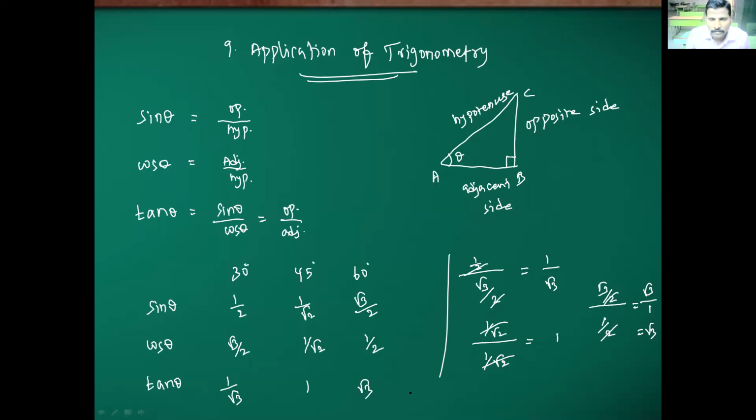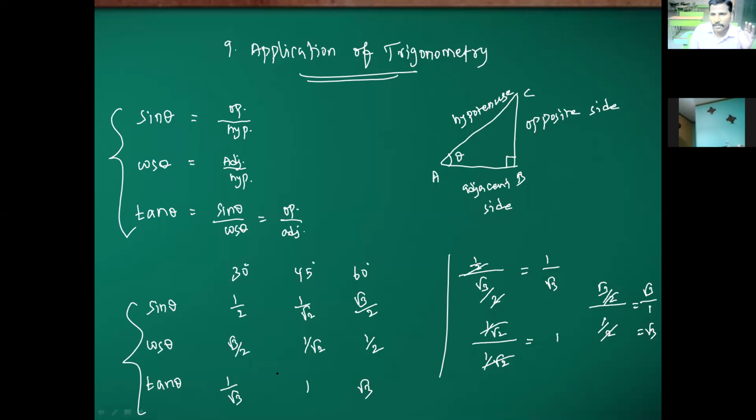And this thing is very important. If you know these values, all these 3 ratios and this table of values, then the 9th chapter, application of trigonometry, is very, very easy to go. At the same time, two more definitions you must learn. What is angle of depression? What is angle of elevation? These two things you must learn.